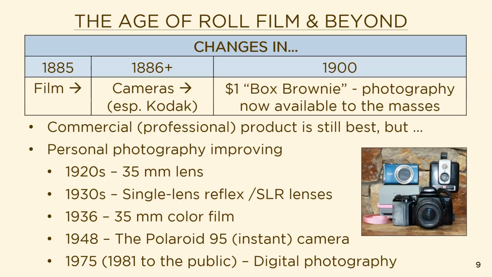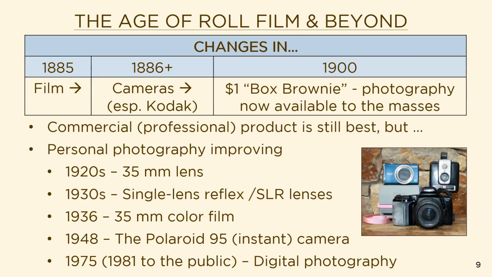And then around 1900, they developed the Brownie camera. It was a little box. It was only $1, so photography expanded quite a bit, and it was now available to everybody, pretty much. Of course, professional product is still the best, but personal photography improved. And people liked being able to take their own pictures.